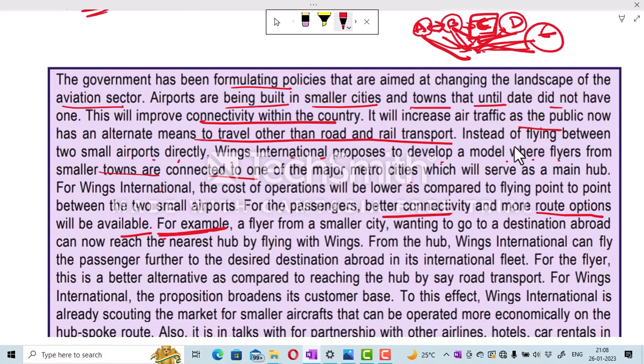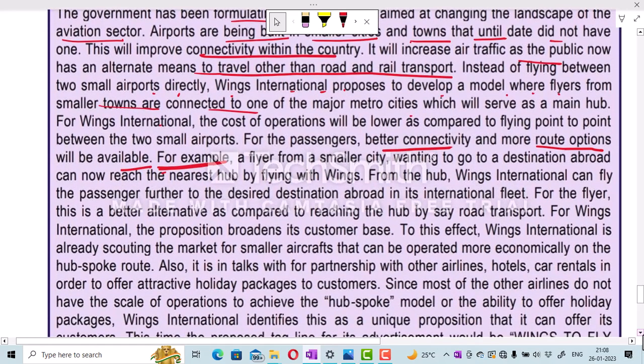For example, a flyer from a smaller city wanting to go to a destination abroad can now reach the nearest hub by flying with Wings. From the hub, Wings International can fly the passenger further to the destination abroad in the international fleet. For the flyer, this is a better alternative as compared to reaching the hub by road transport. For Wings International, the proposal broadens its customer base. So it will increase the customer base because it is going into every town now.